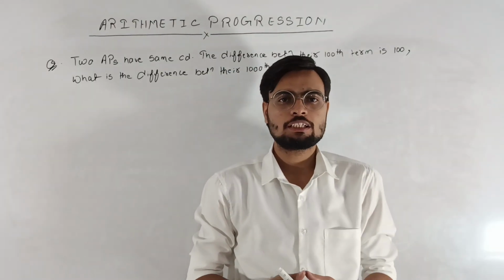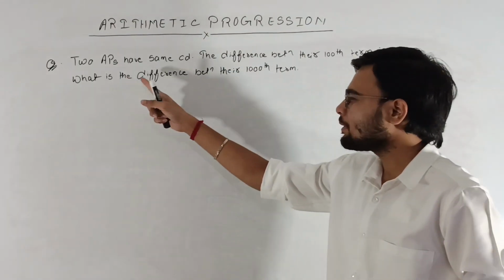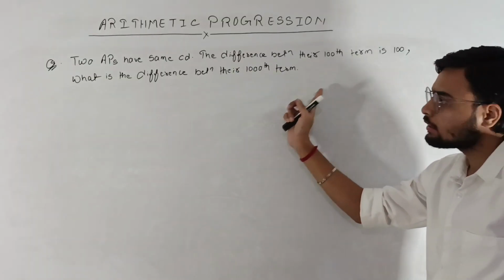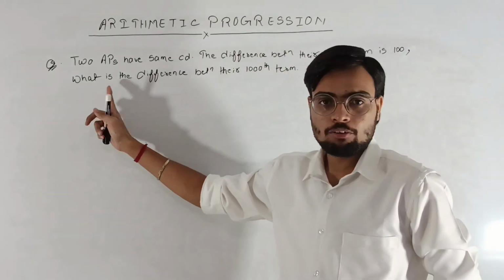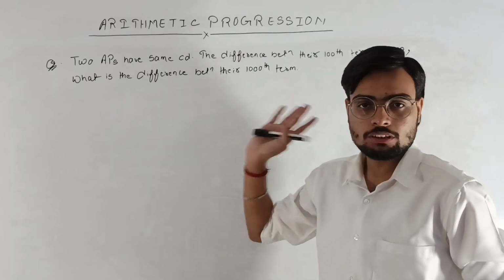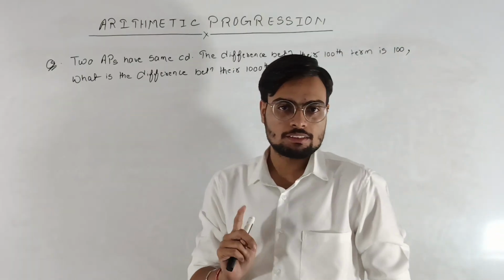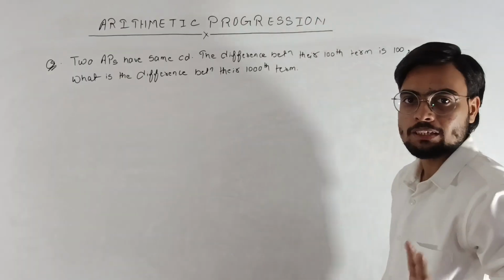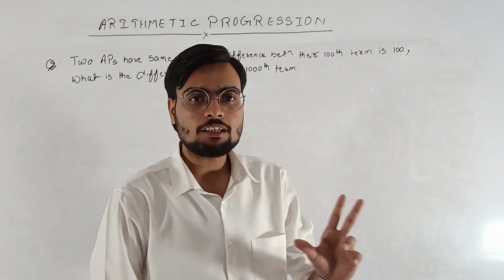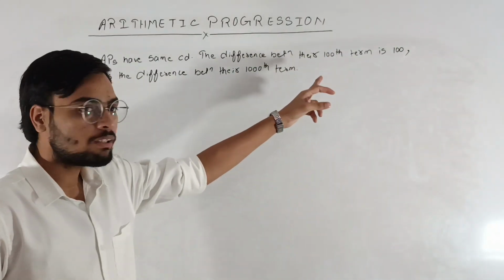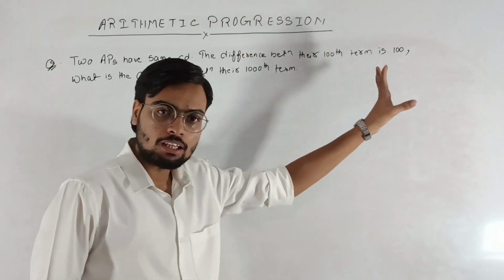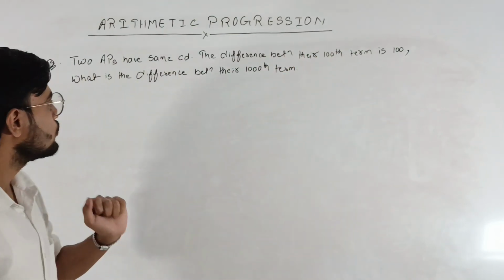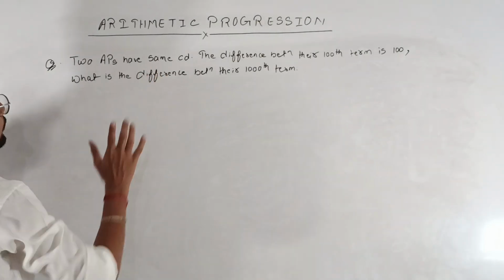Now let's move towards our next question. The question is: two APs have the same common difference, and the difference between their 100th terms is 100. Then we have to find the difference between their 1000th terms. Look, we have two APs whose common difference is the same, and the difference between their 100th terms is given as 100. Now we have to find the difference between their 1000th terms. First we look at our first AP.